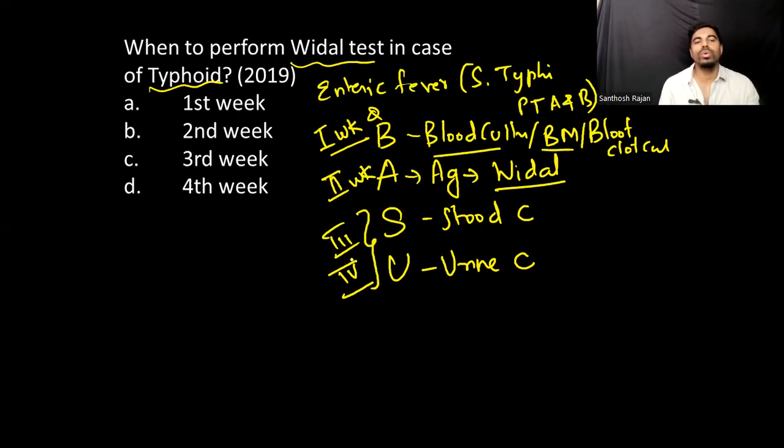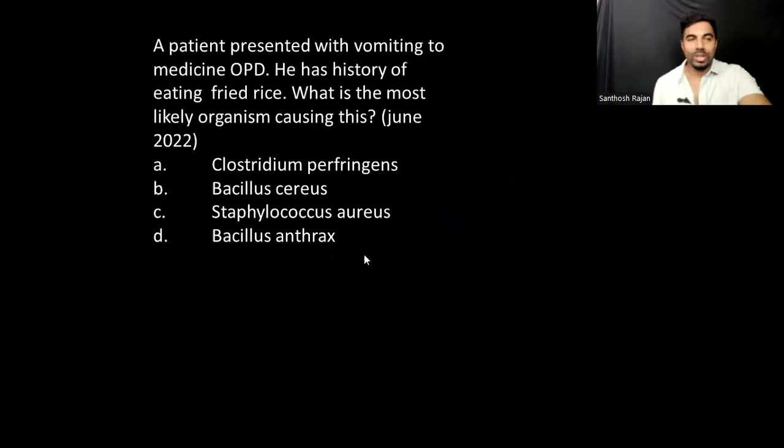Ideally, both can come in the third and fourth week. But because we are following this shortcut, we remember stool in the third week and urine in the fourth week. Ideally, for weeks 3 and 4, both stool and urine are right answers. Got it? Very simple, that's all. So for typhoid fever, they ask, remember Basu. Lab diagnosis for typhoid, Salman ji's friend Basu. B for blood culture, A for antibody detection, Widal test, S for stool culture and U for urine culture. Finished. Now, next one.